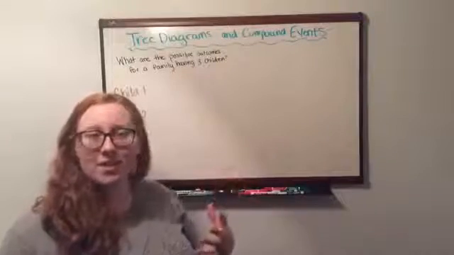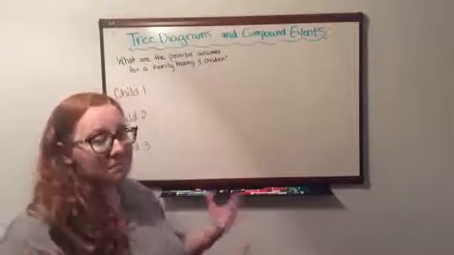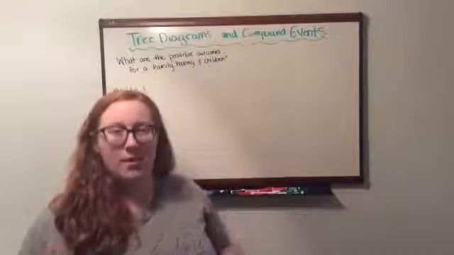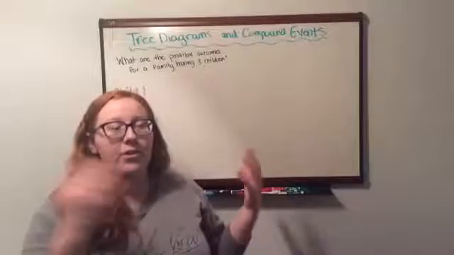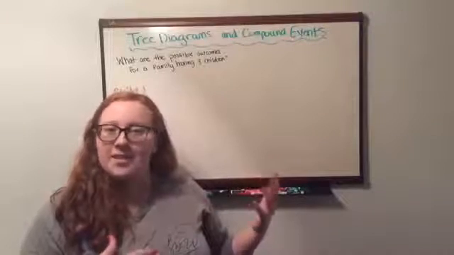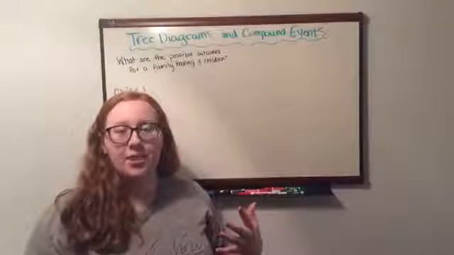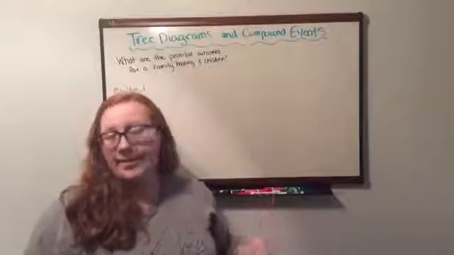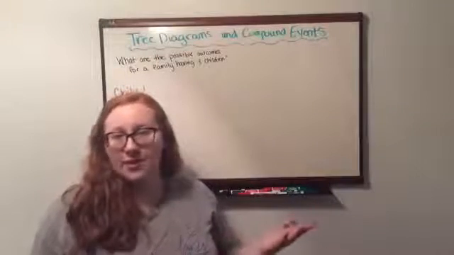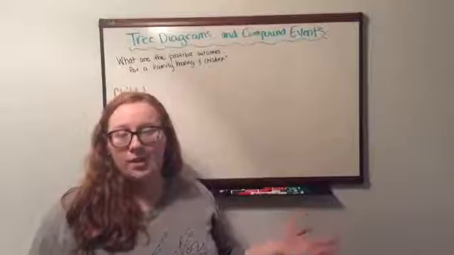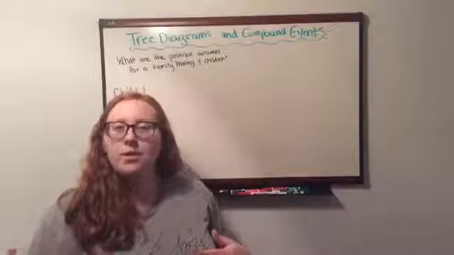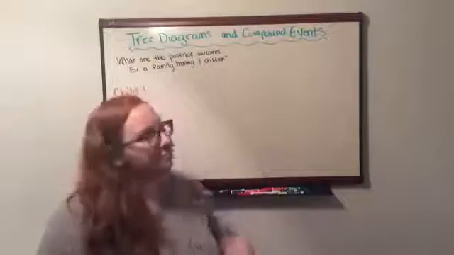Now tree diagrams are basically exactly what we've been doing. It's just a way to visualize all the possible outcomes. Now if you recall, an outcome is just the answer to whatever you did. So the outcomes for tossing a coin are heads or tails. The outcomes for rolling a dice would be 1, 2, 3, 4, 5, or 6. So it's just the possible answers that you could get.